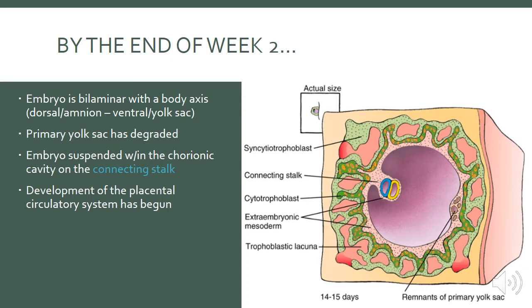And the embryo is contained within it, within this surrounding structure of syncytial trophoblast and cytotrophoblast, and then extending on this stalk of mesoderm into the cavity in the middle of the syncytial trophoblast and cytotrophoblast. The embryo there is that little blue and yellow structure. The development of the placenta and the circulatory system has begun at this point, although it has more work to do.